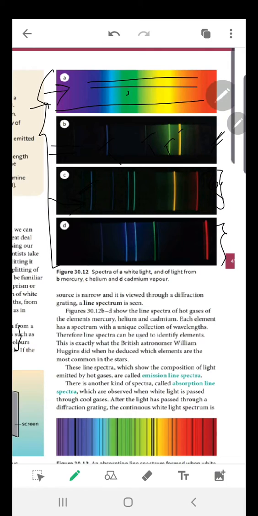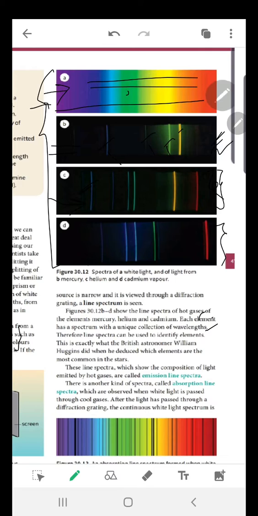Like line spectra, we had never imagined that line spectra can be used for this purpose as well, which is quite interesting. It shows the line spectra of hot gases and the elements mercury, helium, and cadmium. Each element has a spectrum with a unique collection of wavelengths. So helium will have different wavelengths of colors, whereas cadmium will have different wavelengths. So from the wavelengths, you can tell which element is there.